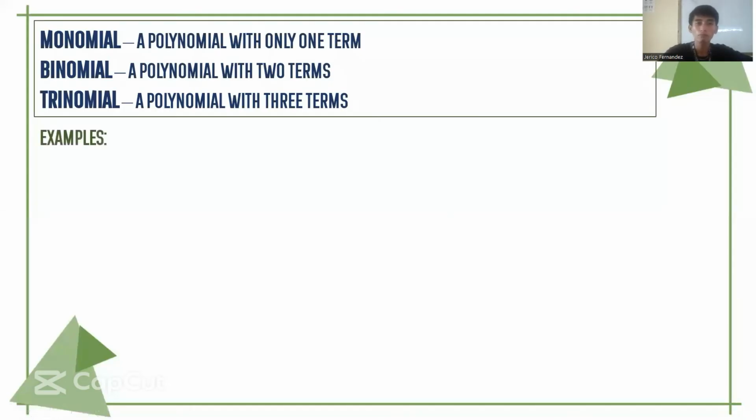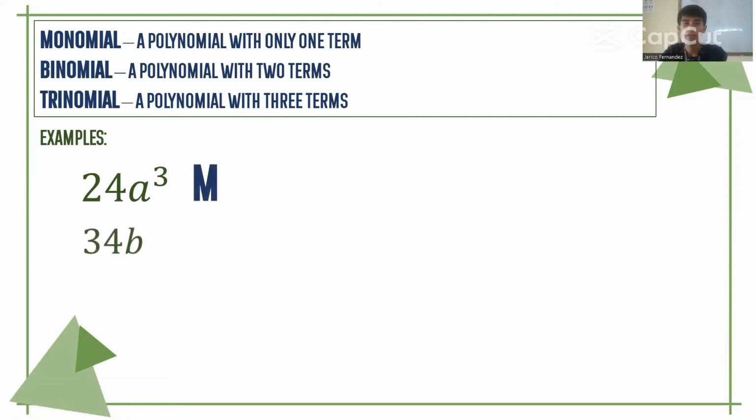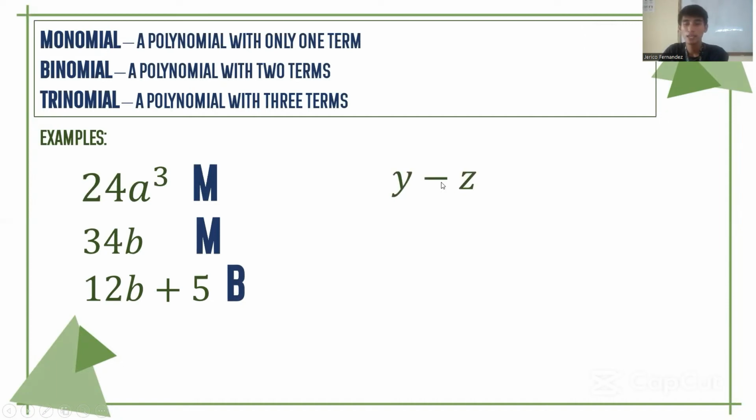So, let's see. 24A cubed. Is it a binomial, monomial, or trinomial? It is monomial. How about 34B? It's a monomial also. 12B plus 5. Dahil separated na by operation which is plus, dalawa na yung term natin, we have binomial. Y minus Z. Again, separated by minus sign, we have binomial.